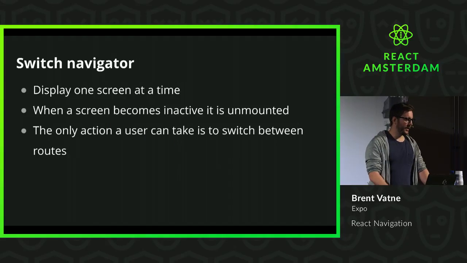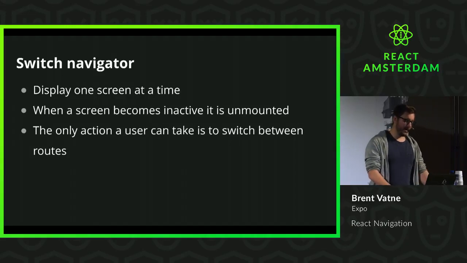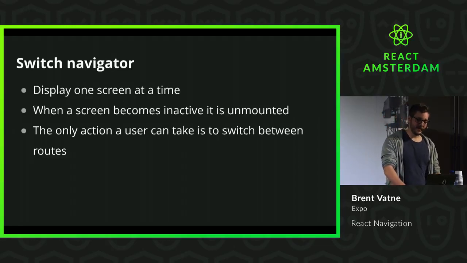So let's look at our first kind of navigator. This one is probably the most basic one in React navigation. It's called a switch navigator. Essentially, when a route is active, the component is rendered. When a route is not active, the component is unmounted and the state is reset.